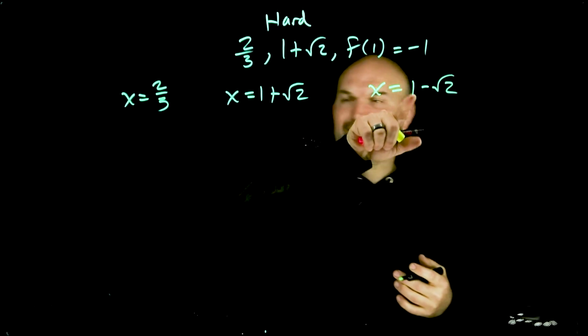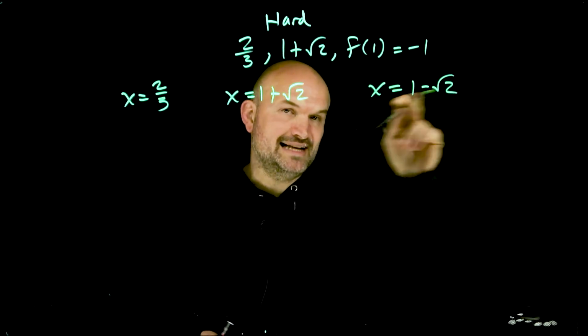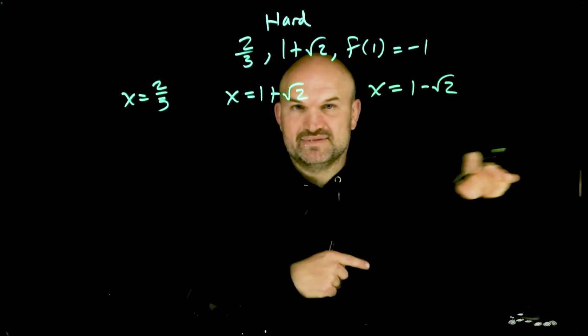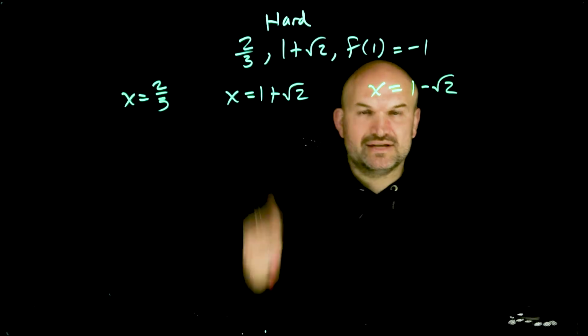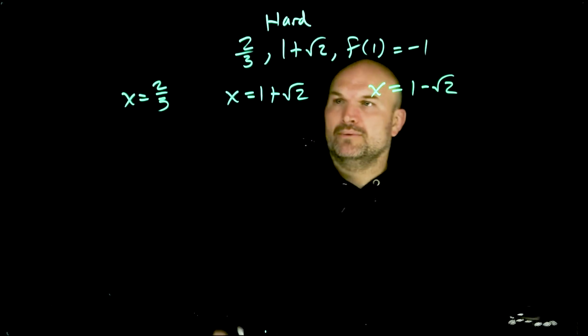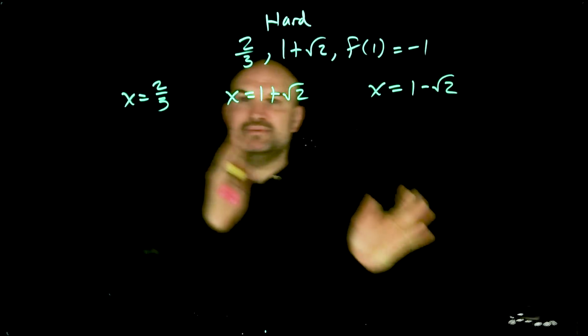Sometimes students will negate both of those. Don't do that. We're just negating the square root because that's where that comes into that plus or minus. Or sometimes a lot of students will just forget it altogether. So we have our zeros. Now let's go and set them equal to x.